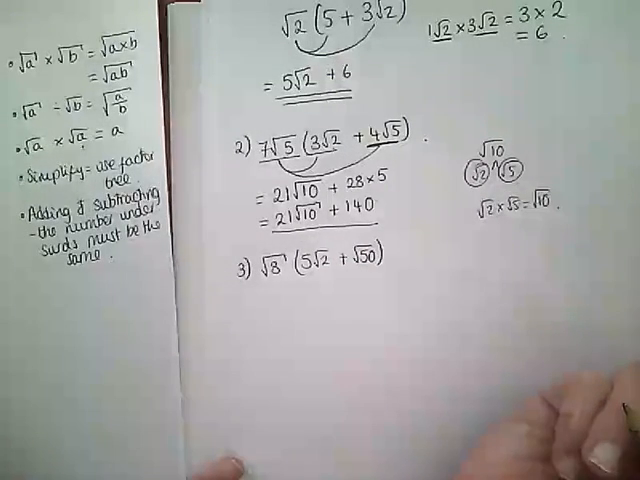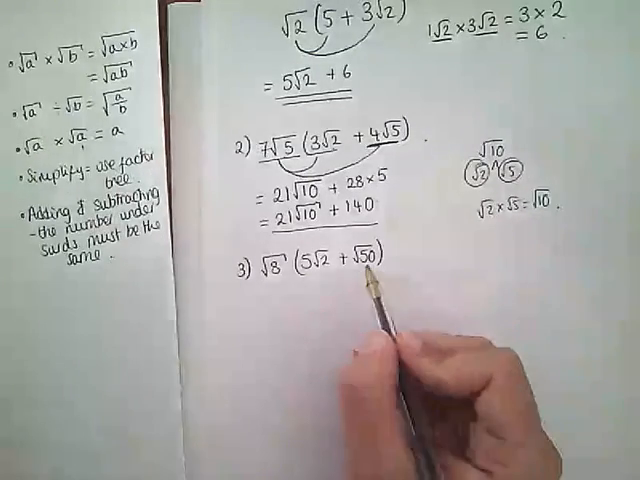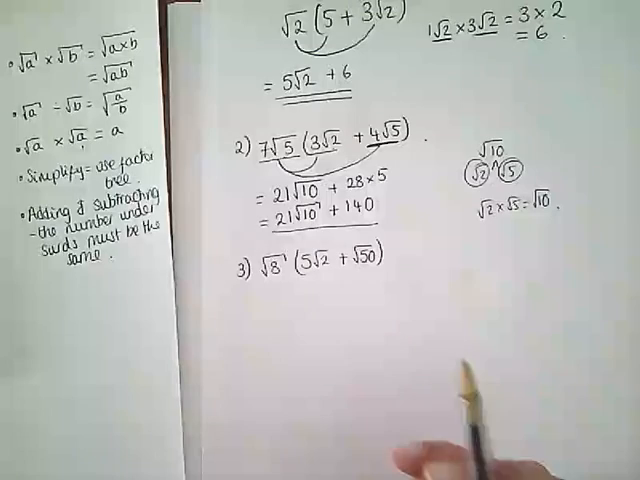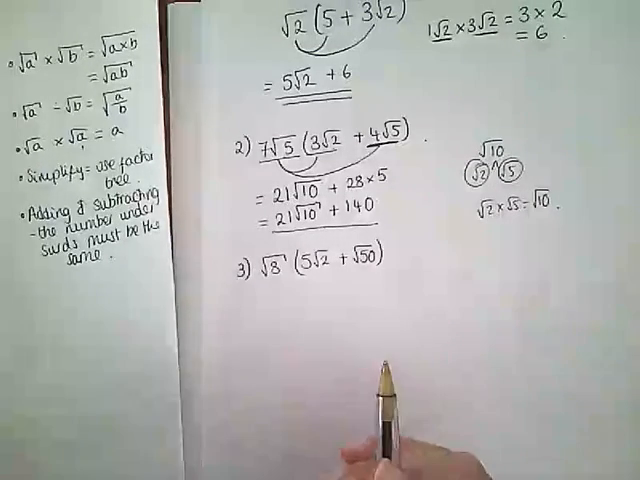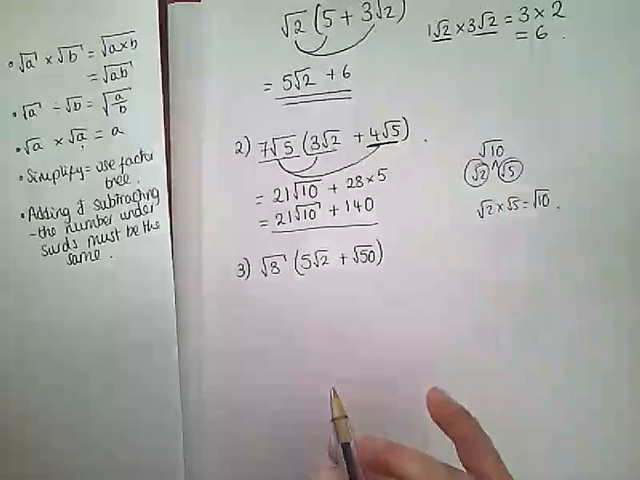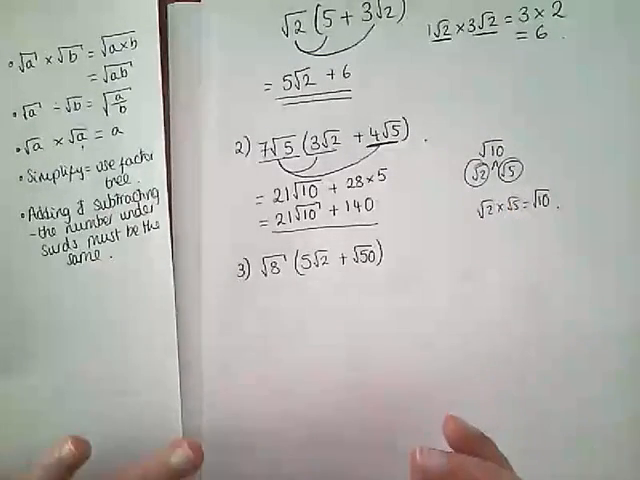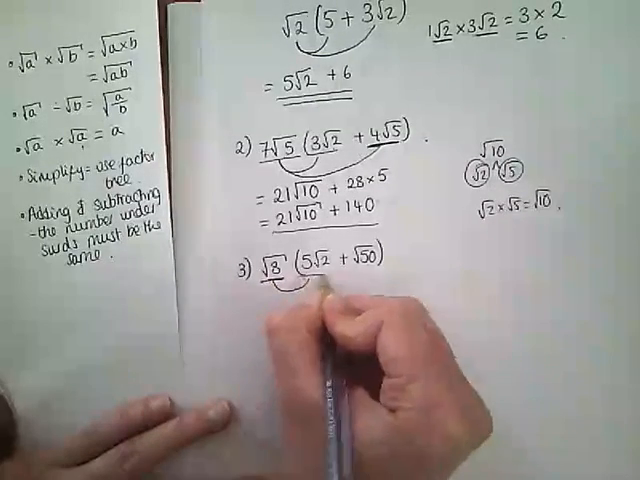So, it's up to you how you start this. You might think, oh, root 8, root 50, they're quite big. I could probably simplify those. You could simplify them straight away if you would like to. I think instinctively you probably won't do that, so I'm not going to do that for now. But there's more than one way to do this. So we've got root 8, and we are timesing it by 5 root 2.